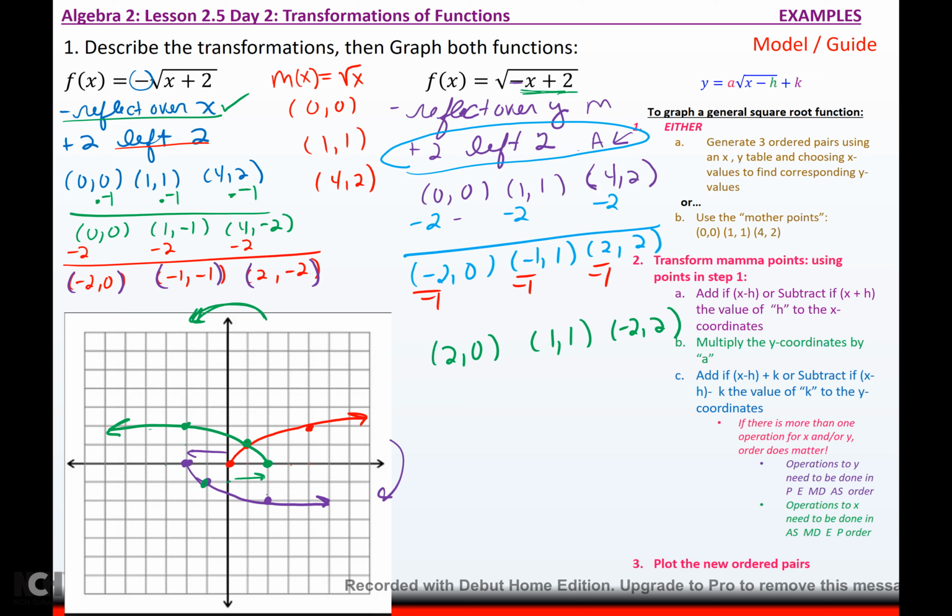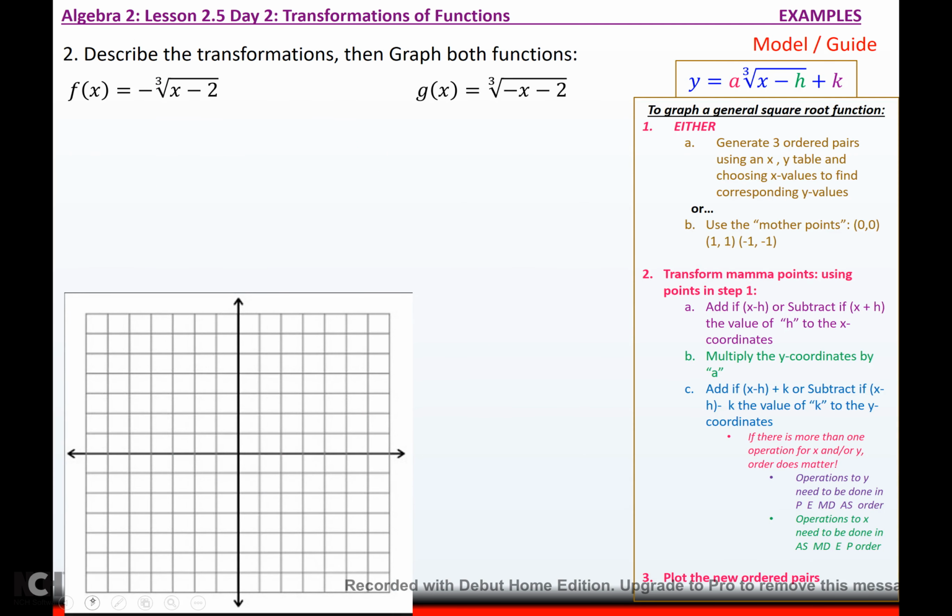And you're going, why did it go right 2, Miss? You said it was going to go left 2. But remember I told you, when you factor, if I rewrote that and factored out the negative, it would actually be a negative times x minus 2, which is why it actually went right instead of left. Okay? All right.